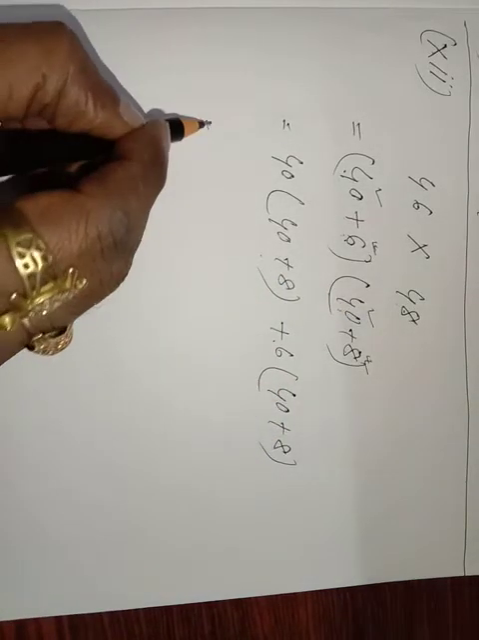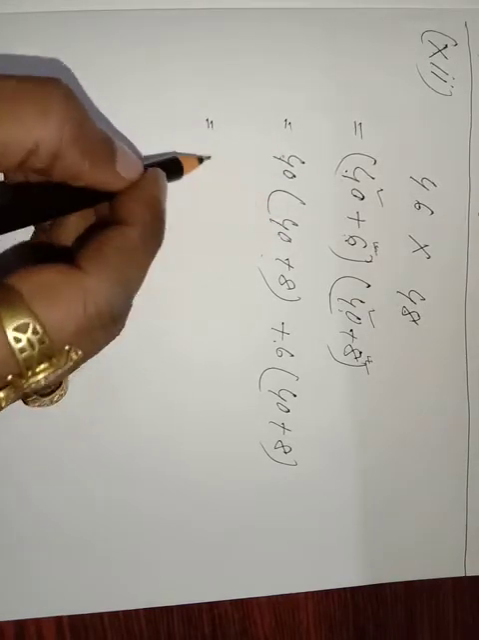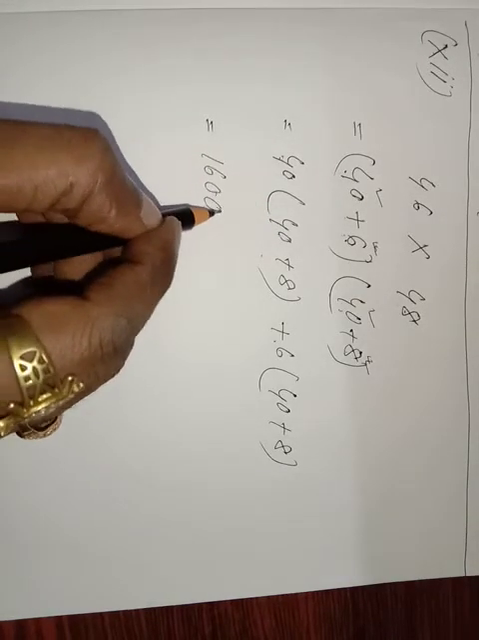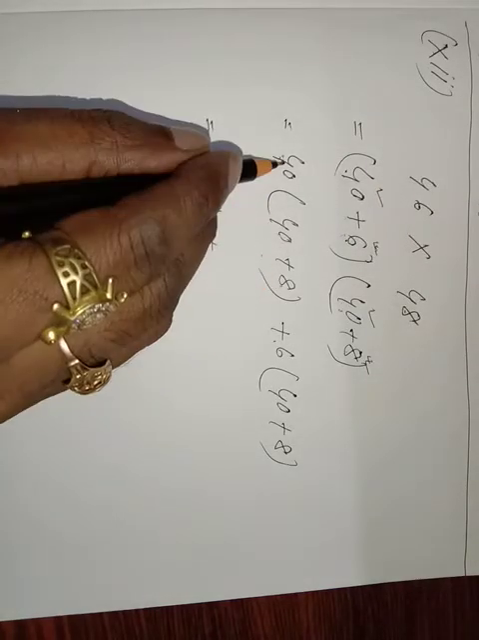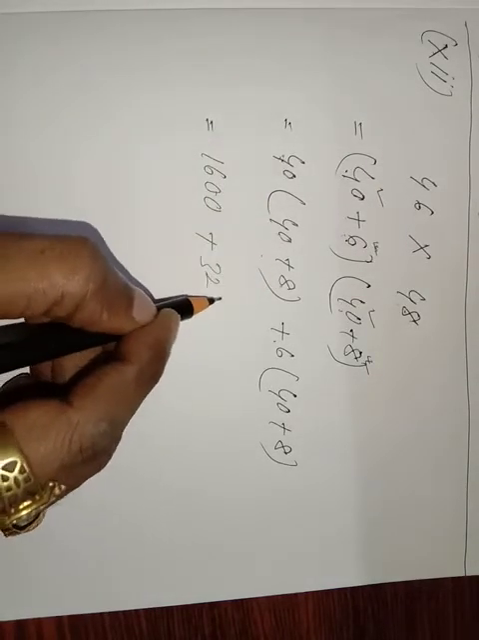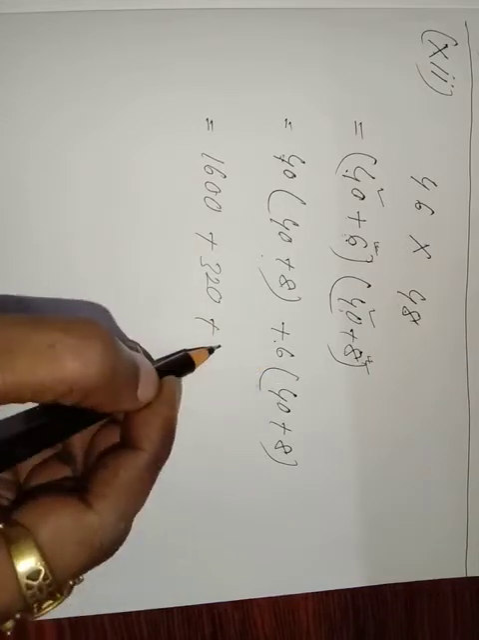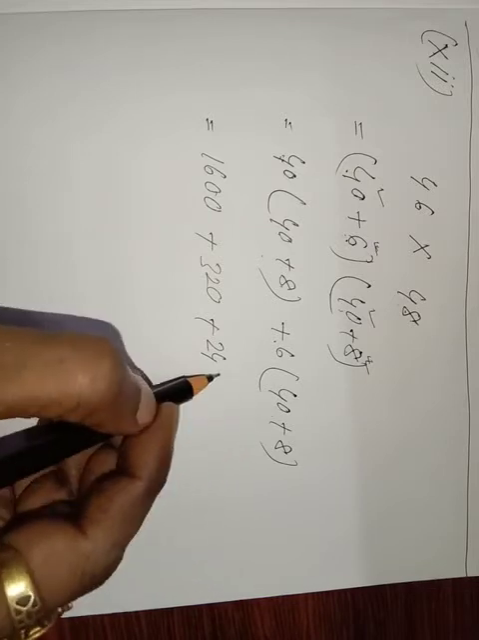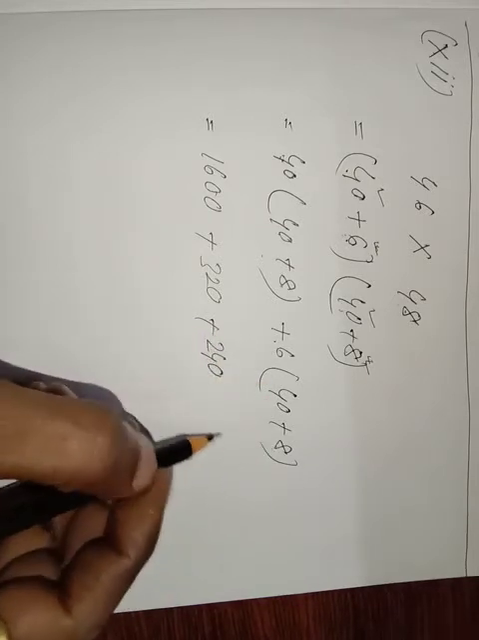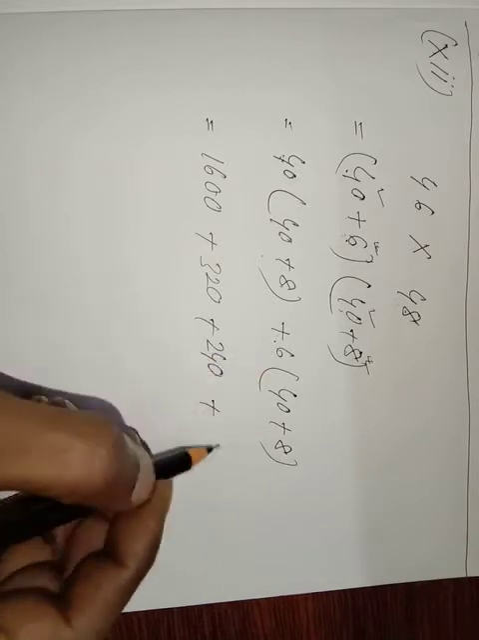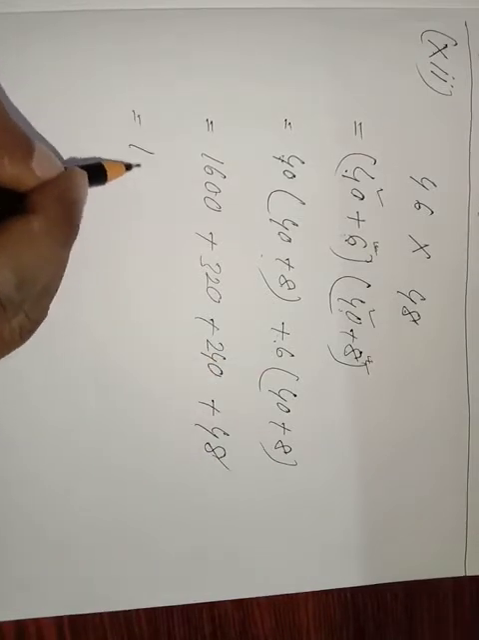Now 40 into 40 will be how much? 40 into 40, 4 4 is 16, 2 0s you have to write. Next plus sign. 40 into 8, 8 4 is 32 and 1 0 here. Next plus sign. 6 into 40, 6 4 is 24, 1 0 here. Keep it here. Next plus 6 into plus 8. It will be plus 6 8 is 48.